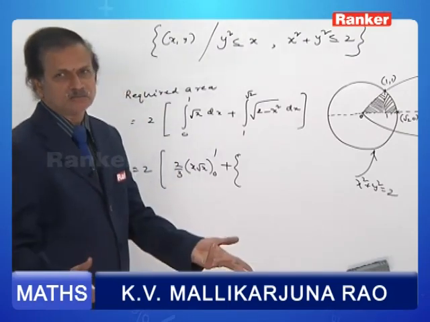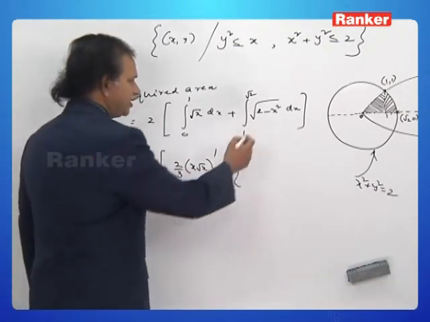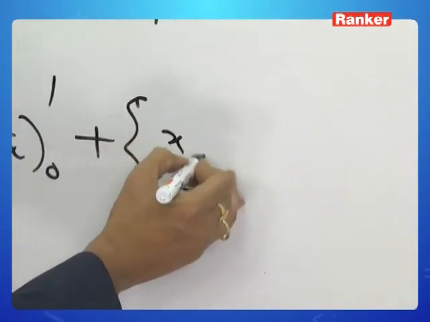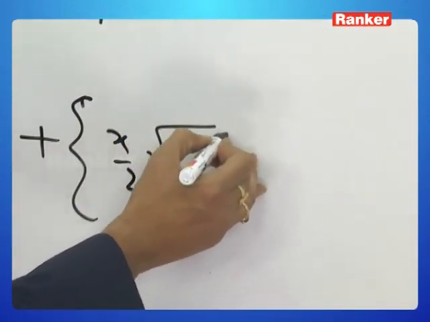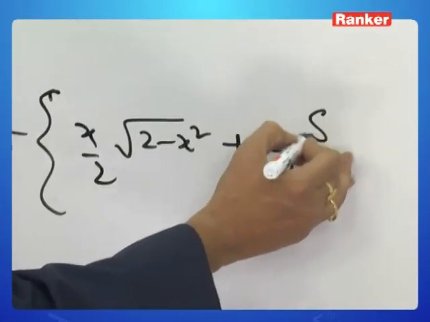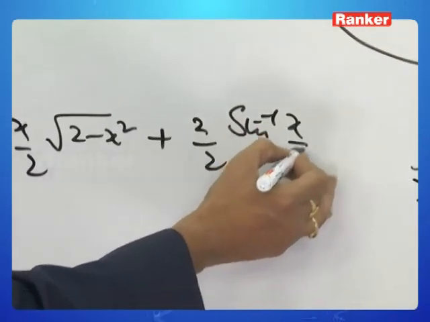If you remember it, well and good. Otherwise, do it. What is the integral actually? It is x by 2 into root of a square minus x square plus a square by 2 into sine inverse x by a. a is root 2.